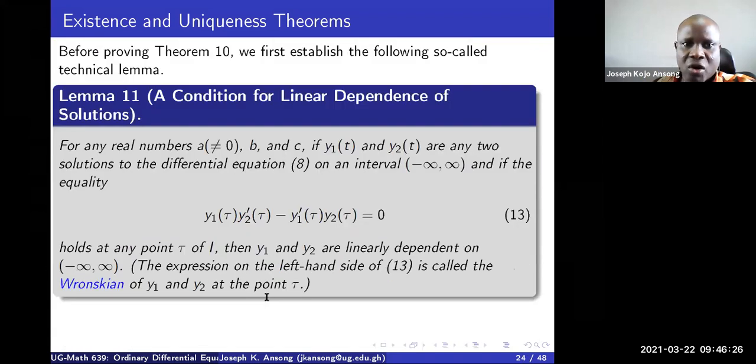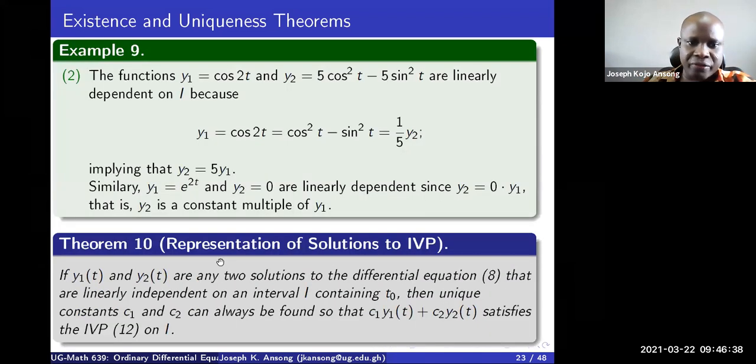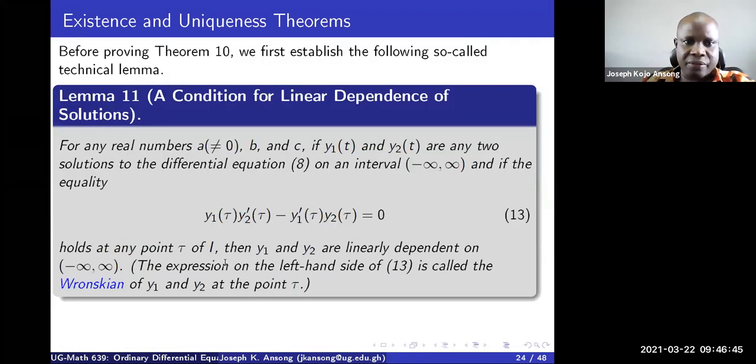So we'll look at the lemma, which is often called the technical lemma. We'll state the technical lemma, prove it, and then once we have proved it, we'll go back and prove theorem 10 here, the representation of solutions. And that'll bring us to the end of this particular session. So, condition for linear dependence of solutions. We're going to state a condition that tells you that when that condition is satisfied, the two solutions are linearly dependent on each other.